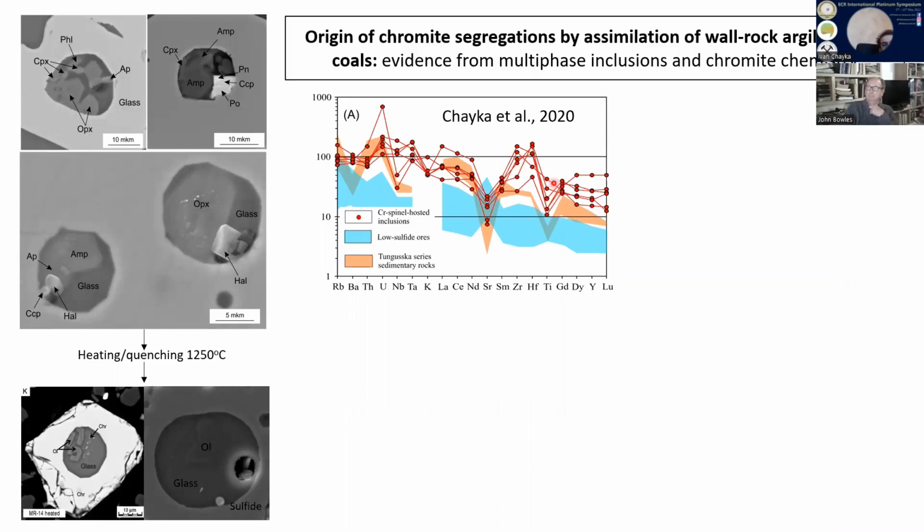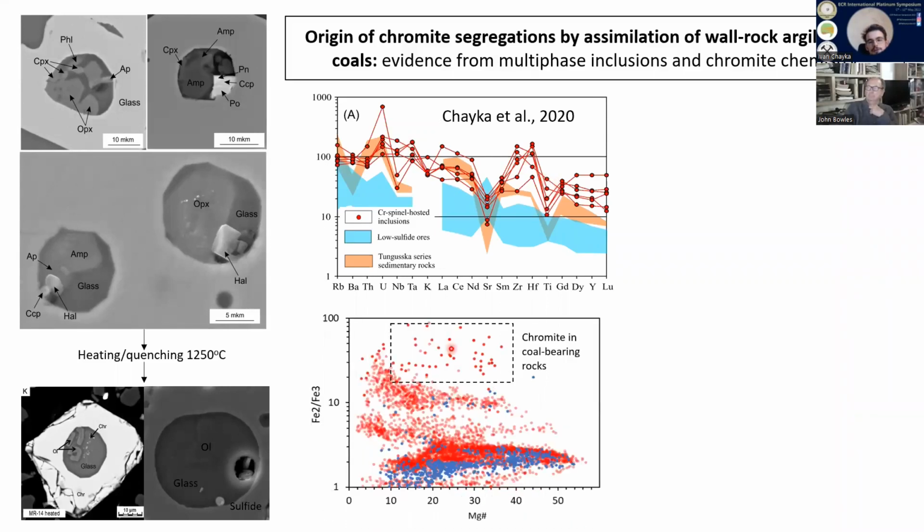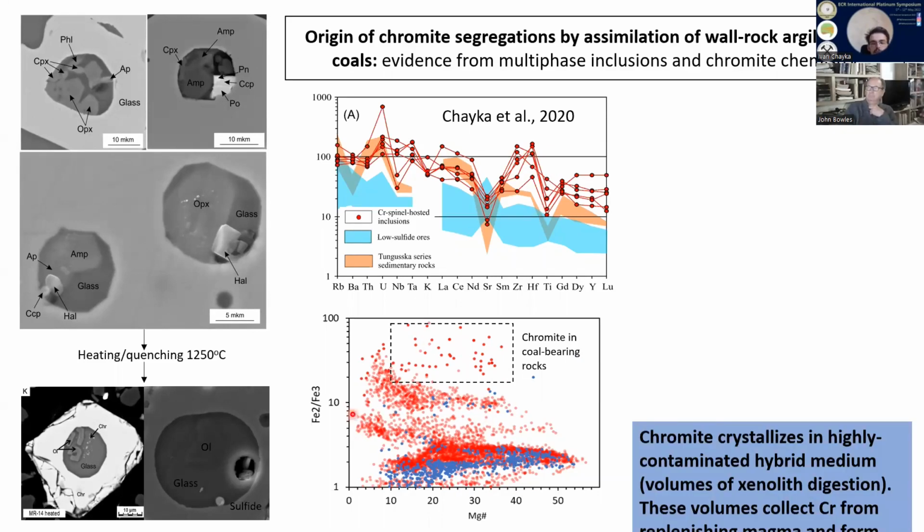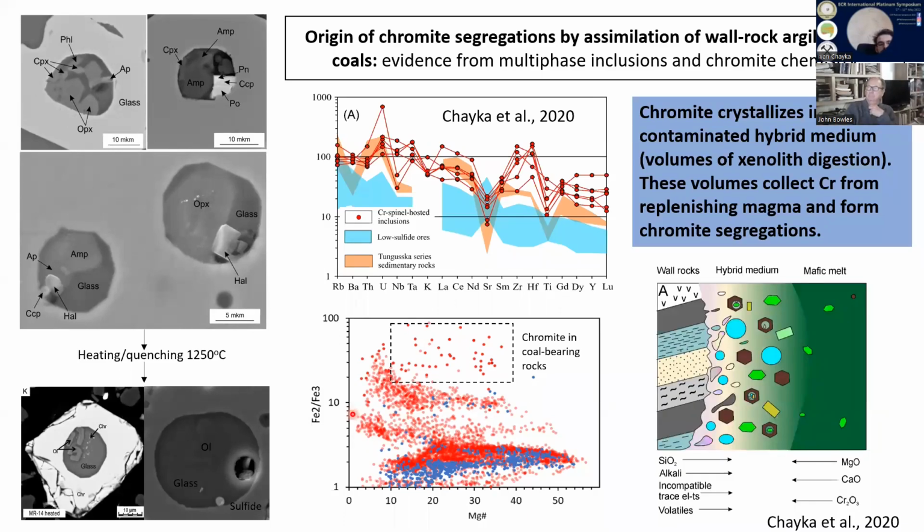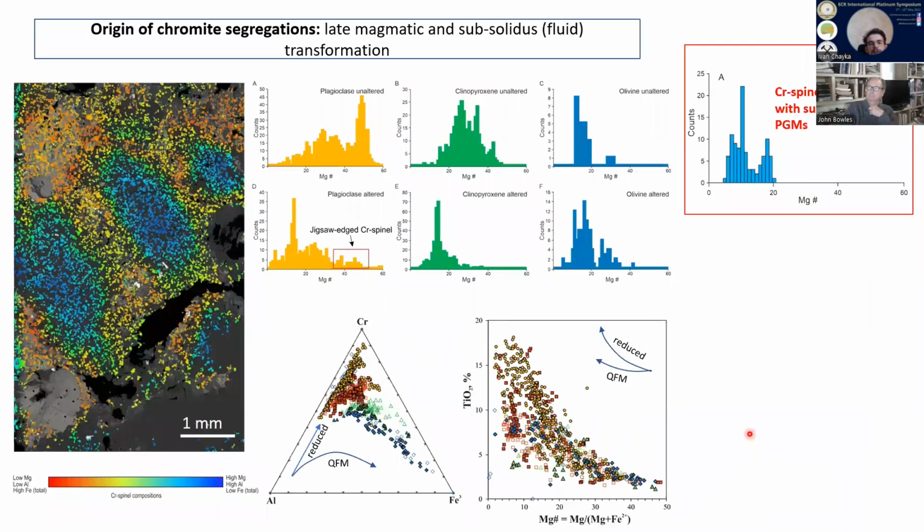Taking into account that even in parts distant from the direct contact with sedimentary rocks, chrome spinel has anomalously reduced compositions manifested in the ferric/ferrous ratio, we conclude that chromite crystallization has been triggered by the contamination event. Chromite crystallized in this hybrid medium, and we suppose that quite dense chromite segregations were formed due to replenishing magma around these contaminated areas. Importantly, the broad ranges of chromite composition reveal extensive late magmatic and subsolidus transformation.